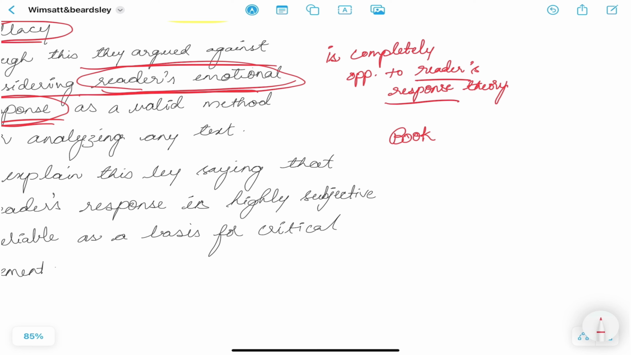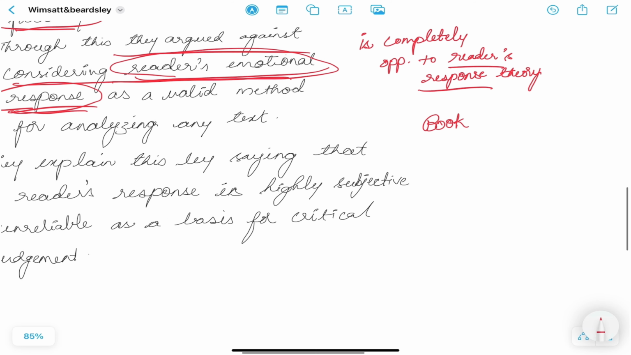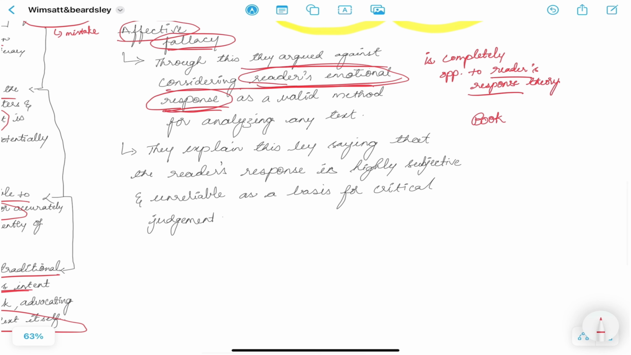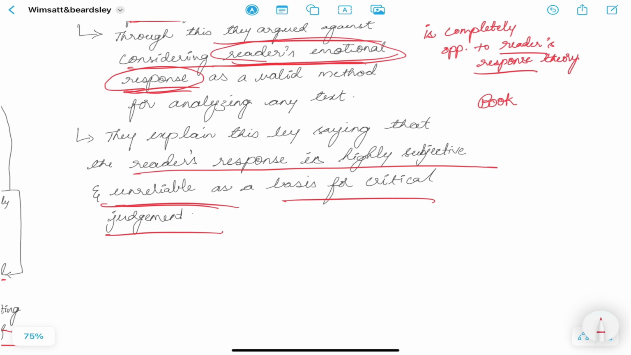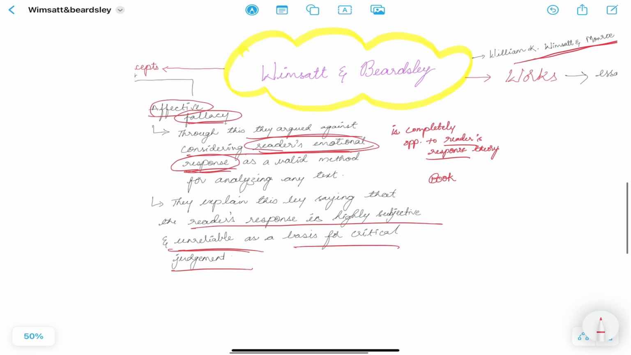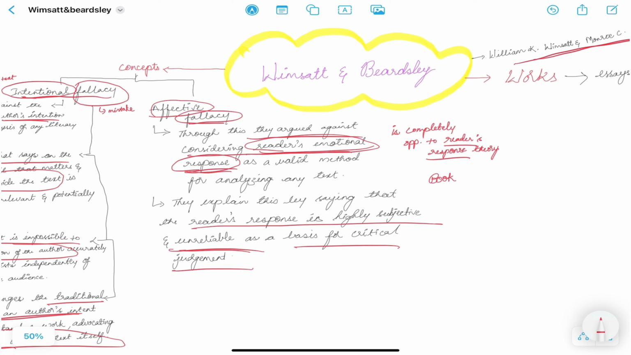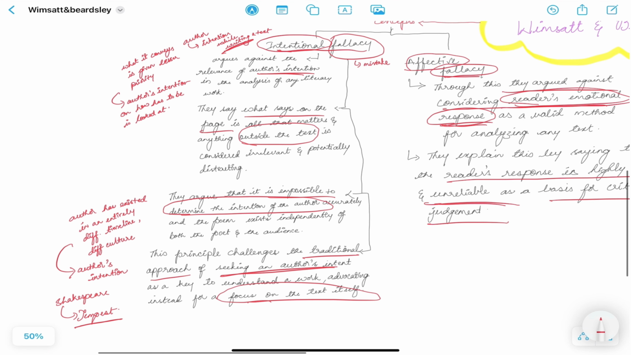The reader's emotional response is very subjective and also unreliable as a basis for critical judgment. So yeah, that is affective fallacy. Affective fallacy simply says that the effect any book has on its reader should not be taken into account while you are analyzing the work. Intentional fallacy says the intention with which the author wrote the book should not be taken into account while you are analyzing the work.